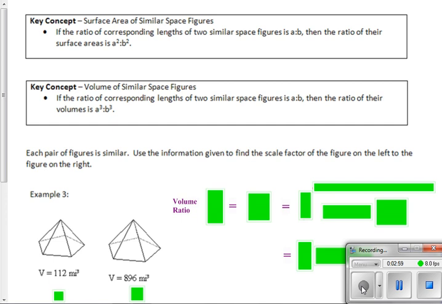Along with similar figures, we can also determine things are similar based upon surface area or area and volume. The big thing here is when you're dealing with surface area, you cannot use A to B. Surface area is squared, so we're going to use A squared and B squared for area measurements. For volume, we're not going to use A to B. Again, A to B is just a side length. We're going to use A cubed, B cubed, because volume is cubed.